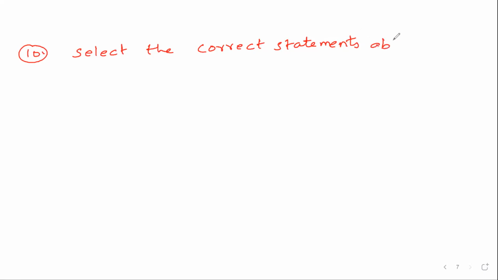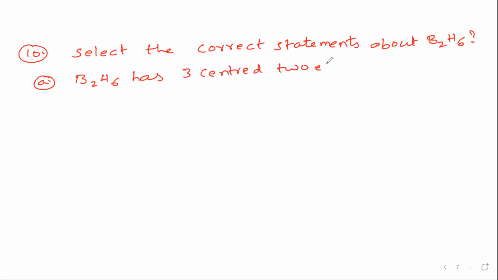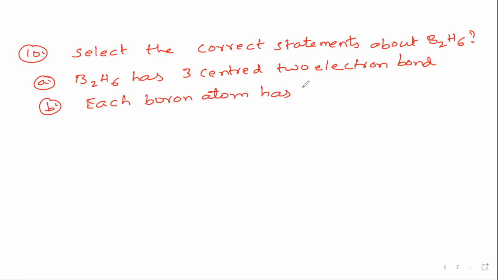About B2H6, that is diborane. Option A, B2H6 has three-centered two-electron bonds. Option B, each boron atom is sp3 hybridized.